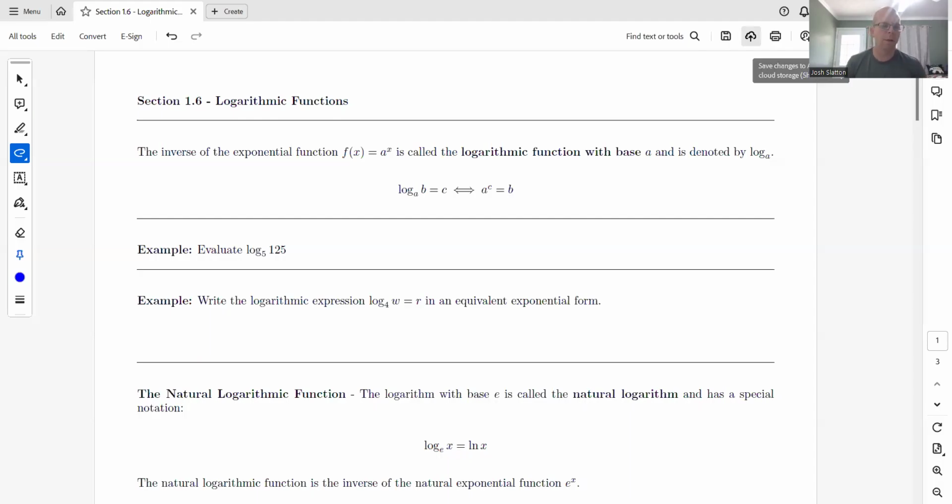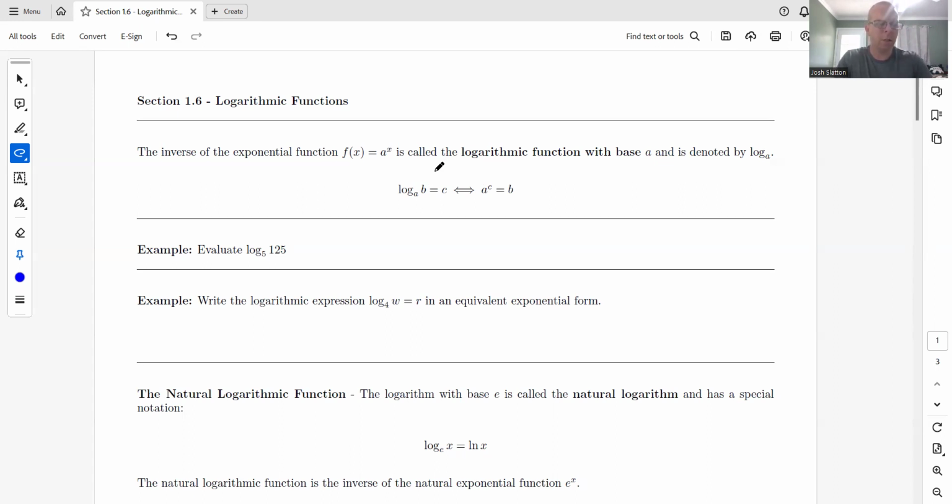All right, so last section we talked about exponential functions. This section we were talking about logarithmic functions. The relationship between these two is that they are inverses of each other. So the inverse of an exponential function is called the logarithm function. With base a, it's denoted by log base a. So you can see the relationship here, and we'll talk about how we can convert from one to the other, because it is an important thing that you will need to know, how to convert from a log equation to an exponential equation and vice versa.